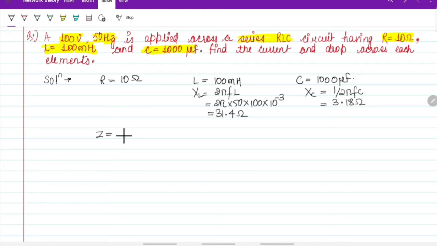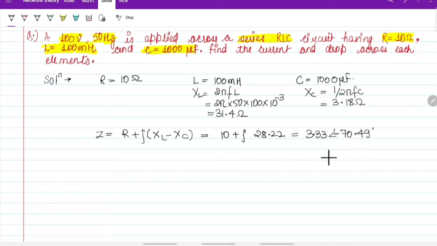So the impedance value will become R plus j(XL minus XC), and this will give you 10 plus j(31.4 minus 3.18), so you will get 28.22. Okay, and if we convert this into its magnitude and angle, we will get 3.33 at an angle of minus 70.49 degree.